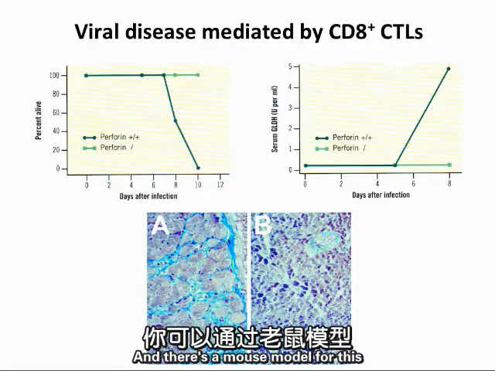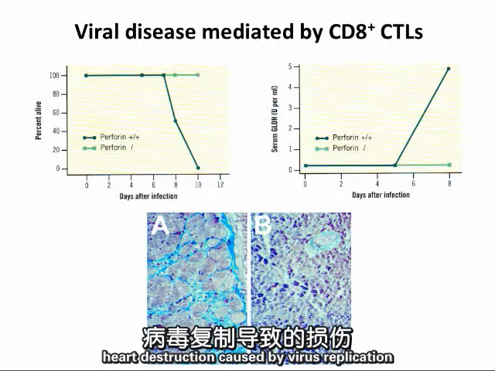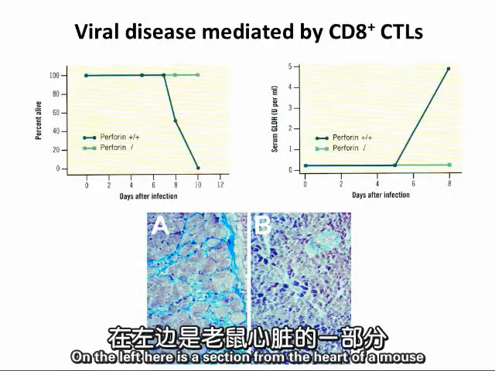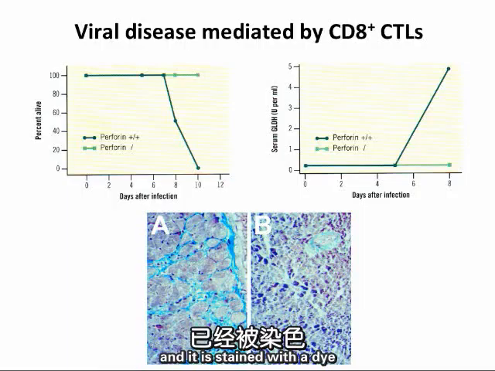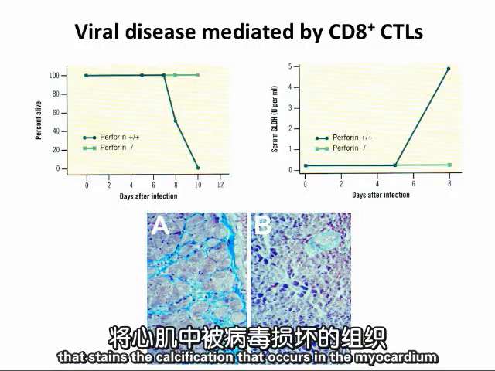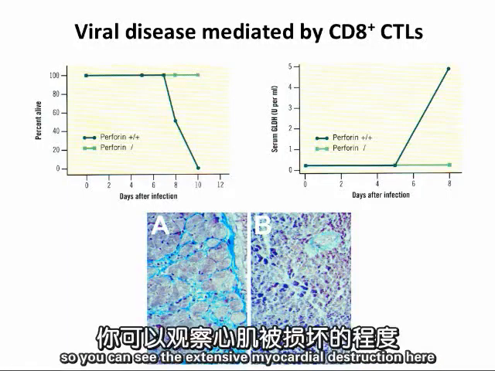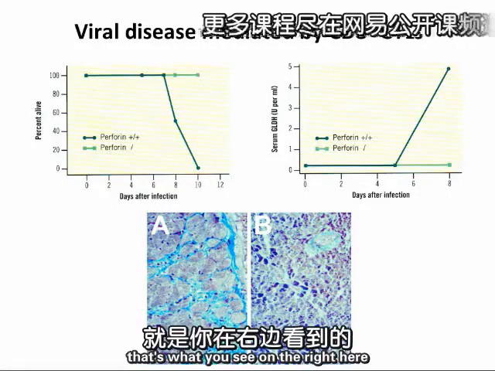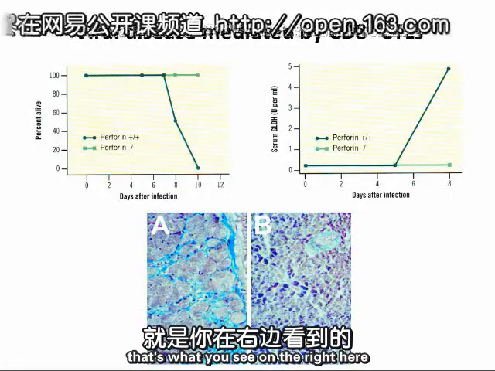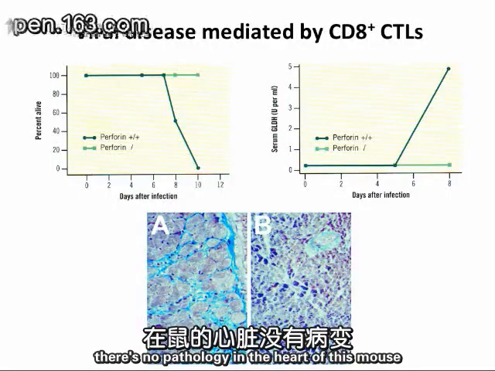And there's a mouse model for this where you can look at heart destruction caused by virus replication. So on the left here is a section from the heart of a mouse that had been infected with Coxsackie virus, and it is stained with a dye that stains the calcification that occurs in the myocardium when this virus destroys the tissue. So you can see there's extensive myocardial destruction here. If you do the same infection of a mouse that lacks the gene encoding perforin, that's what you see on the right here. This is no pathology in the heart of this mouse.